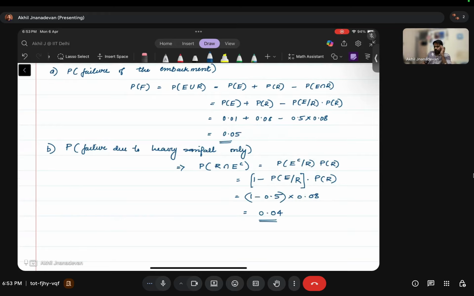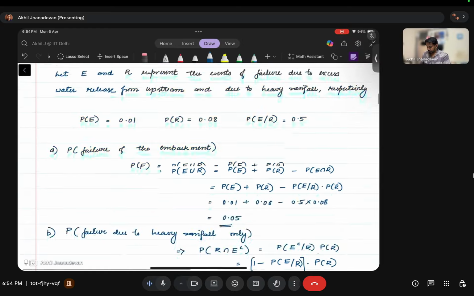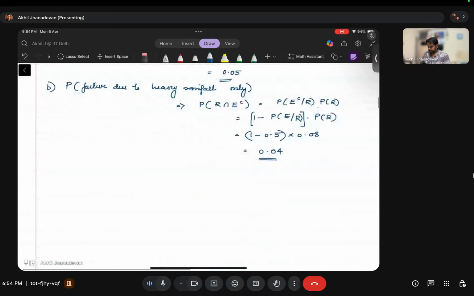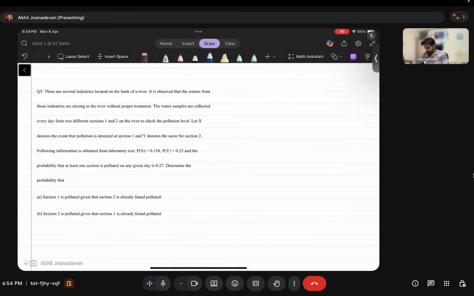What we need to find is P of R and E complement, that is R will occur and E won't be occurring. The intersection can be written as P of E complement given R into P of R, that is the conditional probability equation. Then P of E complement given R, we can write as 1 minus P of E given R, right? Then into P of R. This is just substitution, then we'll be getting this particular answer. So, hope it is clear. Now we can move on to the next question.